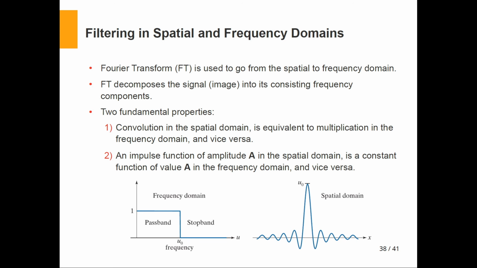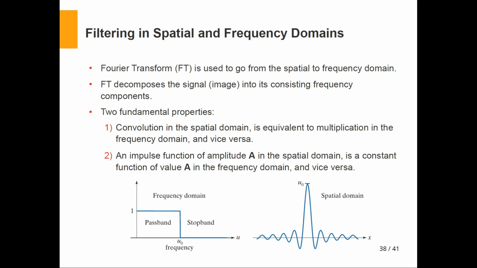As you know, the Fourier transform is used to go from the spatial domain to the frequency domain. In effect, the Fourier transform decomposes the signal, or here the image, into its frequency components. There are two fundamental properties that you need to consider. First is in terms of convolution: convolution in the spatial domain is equivalent to element-wise multiplication in the frequency domain and vice versa.